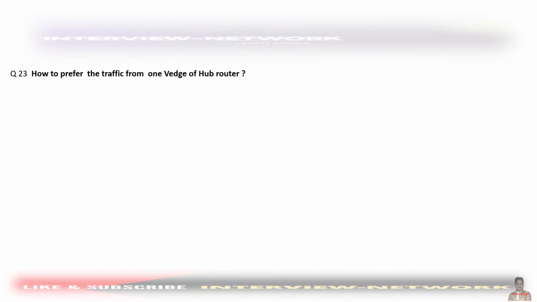Okay, so the next question is how to prefer the traffic from one vEdge of the hub router. In a traditional network, as we already know, if each site has two routers, one will act as a primary router and another will act as a secondary router. So when the primary goes down, the secondary will act as the primary router.